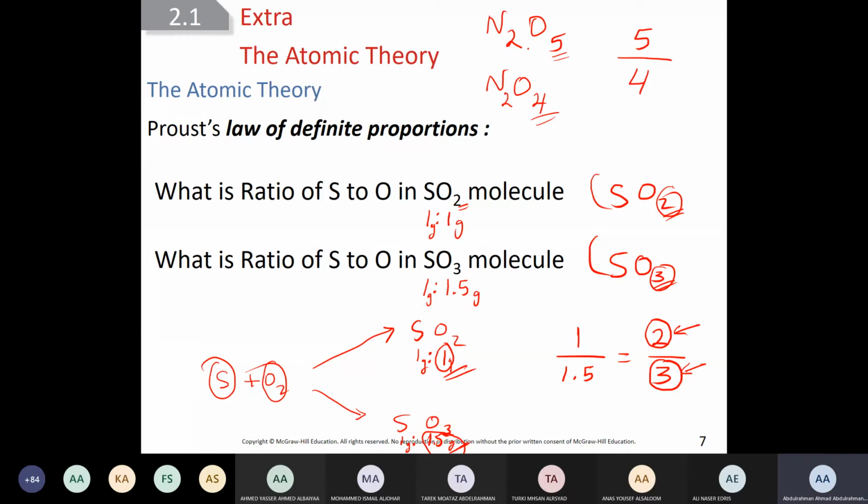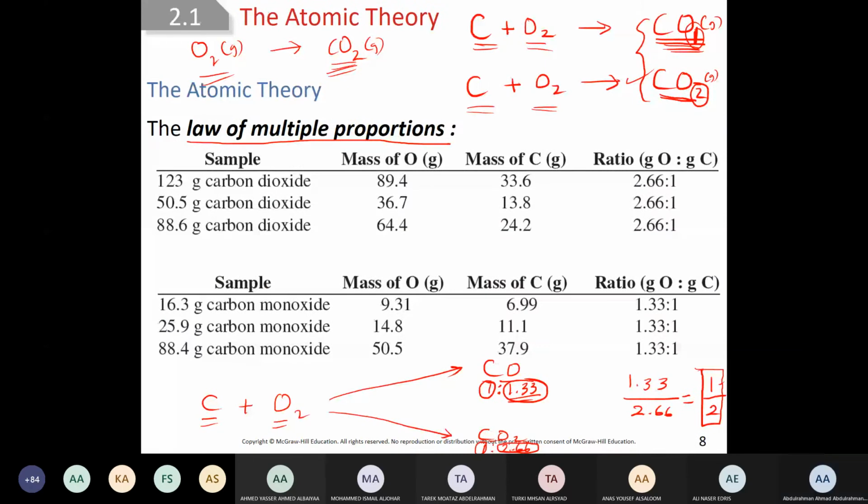What's the law of multiple proportion? If you take the amount of one element that will react with 1 gram of sulfur of any other element, compared to the amount of element that will react with 1 gram of the other element, these two numbers must be a simple ratio. This is called the law of multiple proportion. I hope it's also clear.